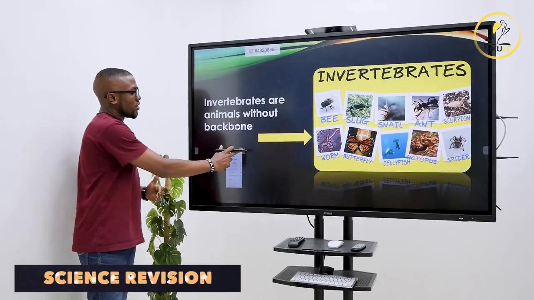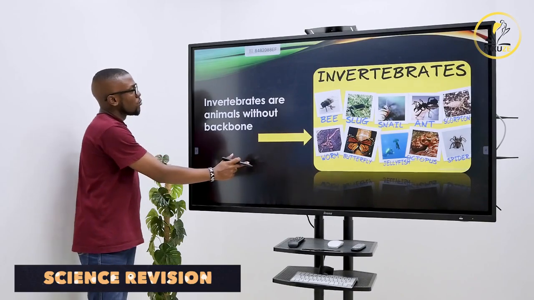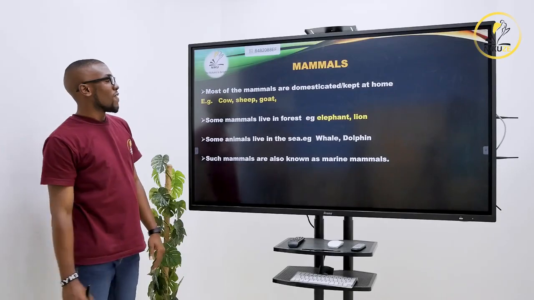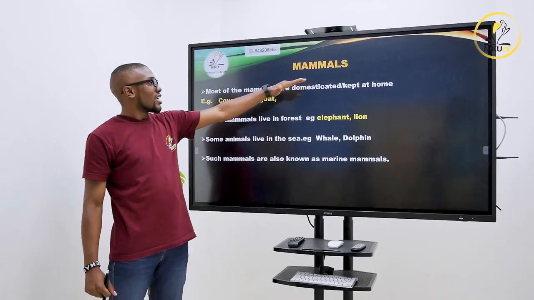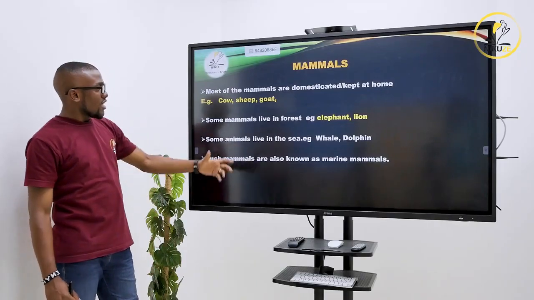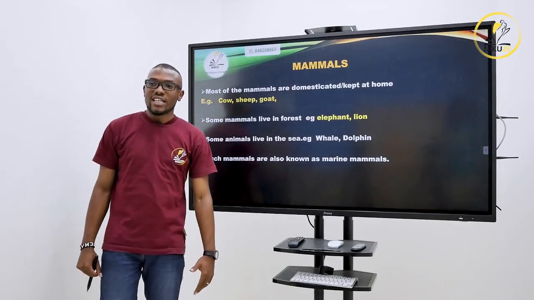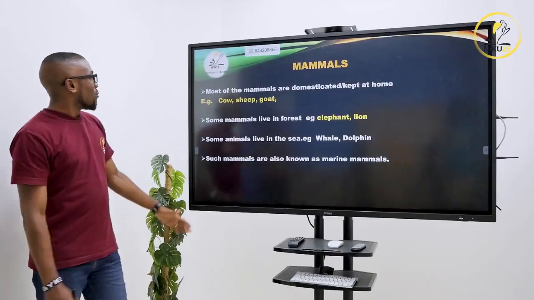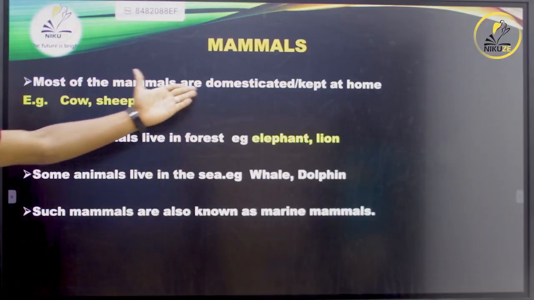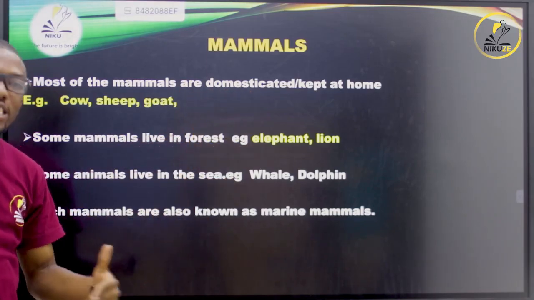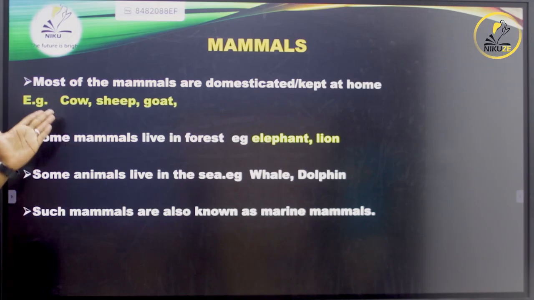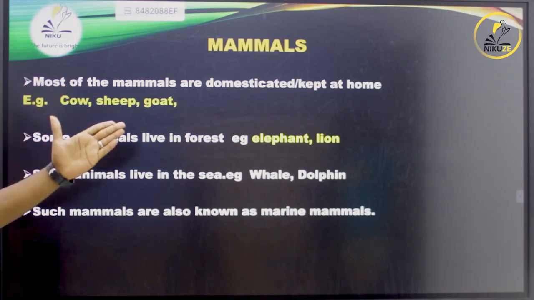Now let's move to the next one, that is the mammals, okay? So we are going to start by looking at the mammals. The mammals fall under the vertebrates. Most mammals fall under the vertebrates, okay? So most of the mammals are domesticated or kept at home. From the word domesticated, these are animals that you keep at home. Is that okay? So here we have got the likes of the cow, sheep, and goat.